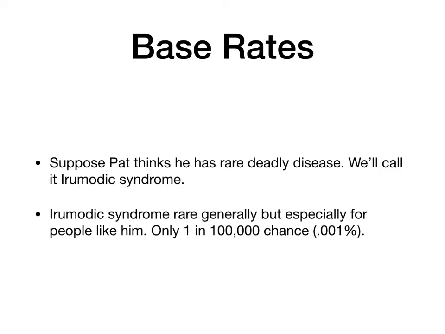Anyway, fake disease from Star Trek, we'll just use it as a sort of placeholder name, right? But let's say it's a deadly disease and this guy thinks he has it. So idiopathic syndrome, rare generally, but especially for people like this guy, right? Age, gender, other factors will determine how likely you are to have a disease. Let's say that people like him only have a 1 in 100,000 chance of having the disease. 0.001%. I hope that's right. I'm not great at math myself, right? But anyway.